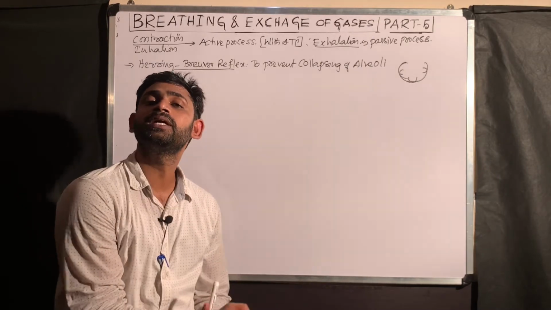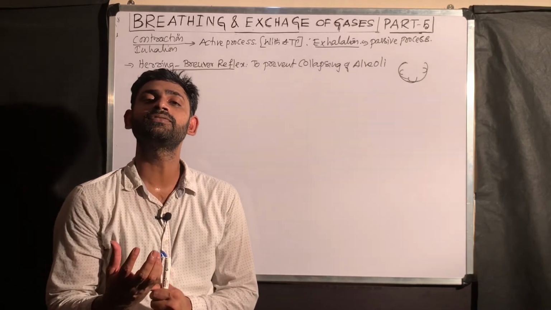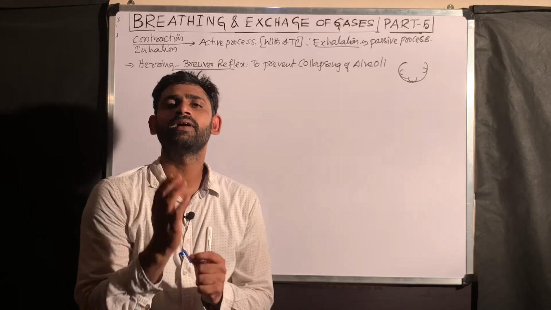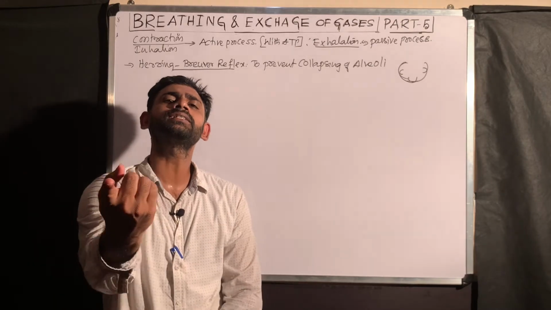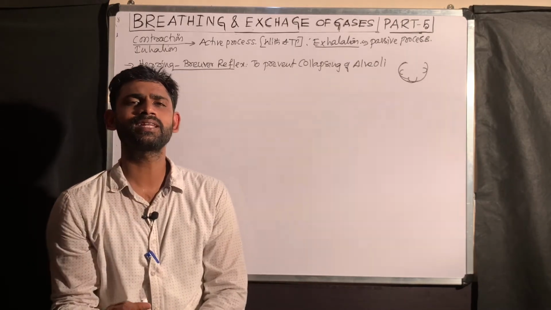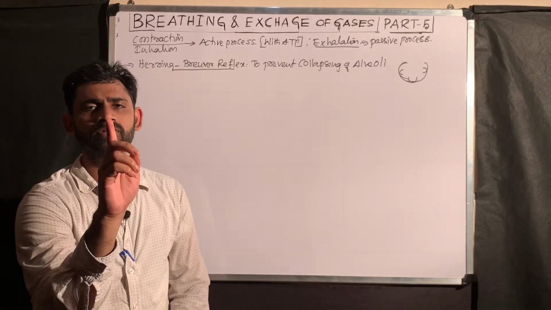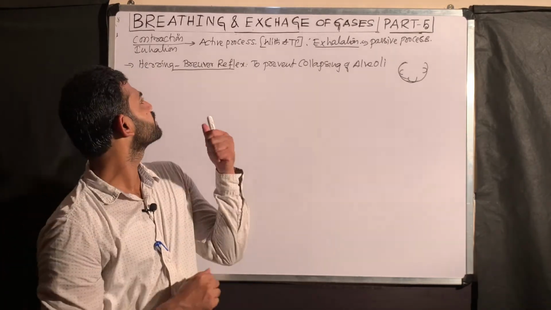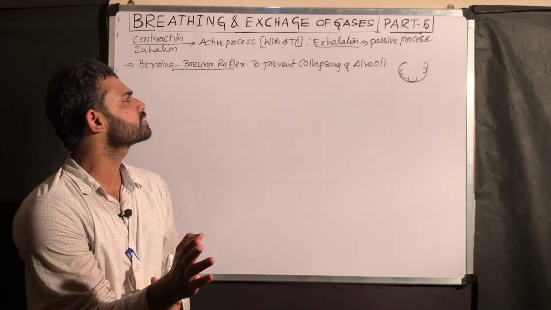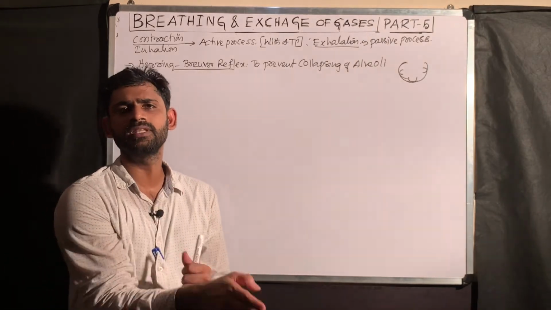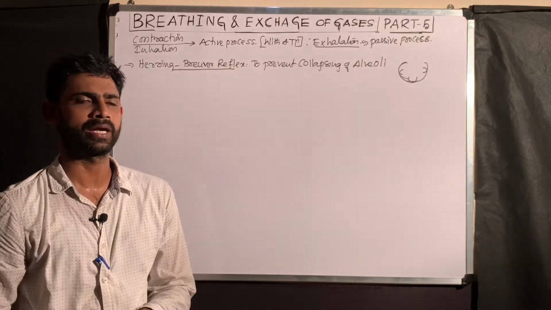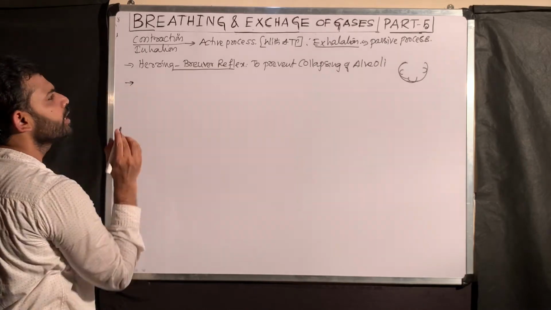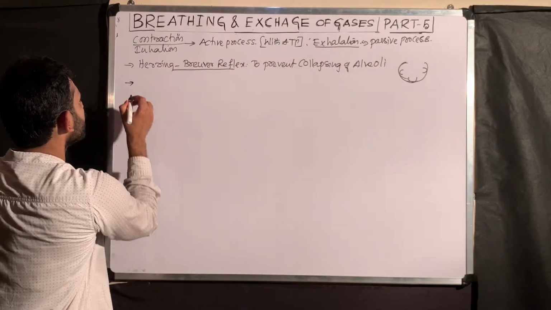Why stop the inhalation? Because a sufficient amount of air has already entered. When the inhalation stops, the exhalation immediately starts, because exhalation is just a passive process. That is why the Hering-Breuer reflex is to prevent the collapsing of the alveoli. This point is important.